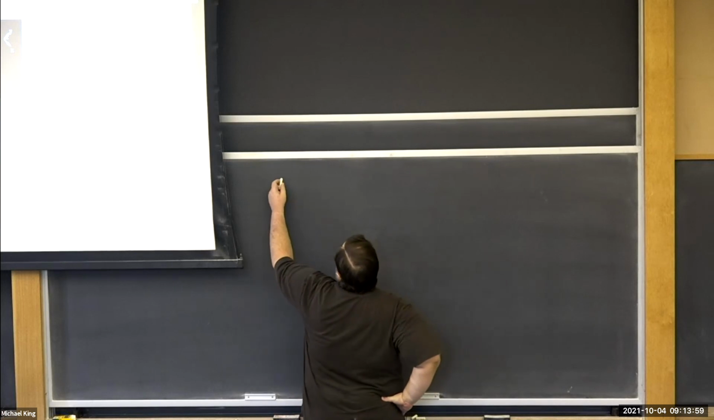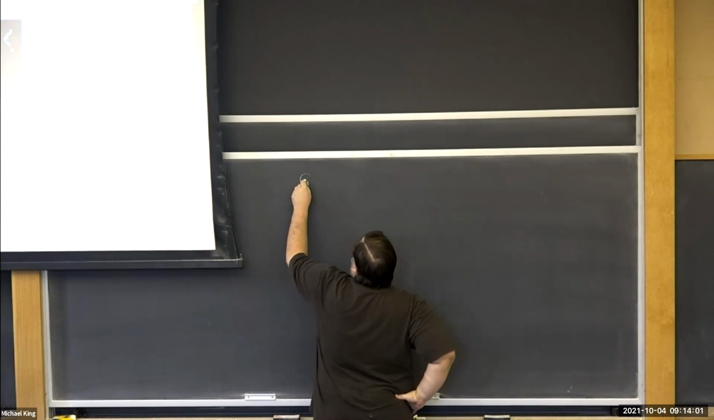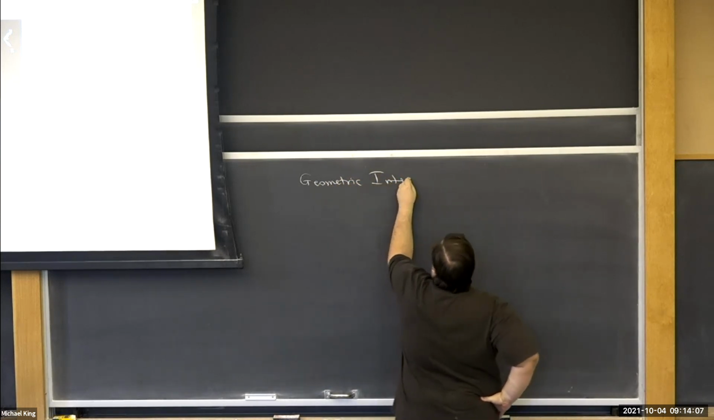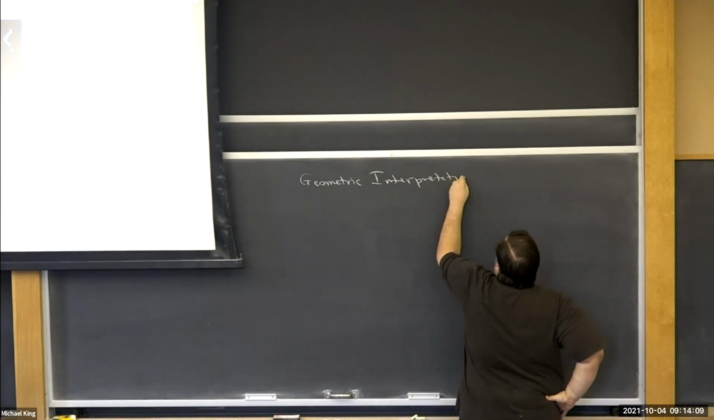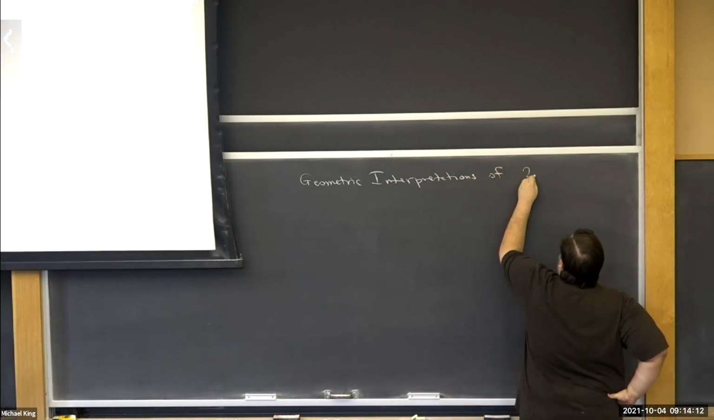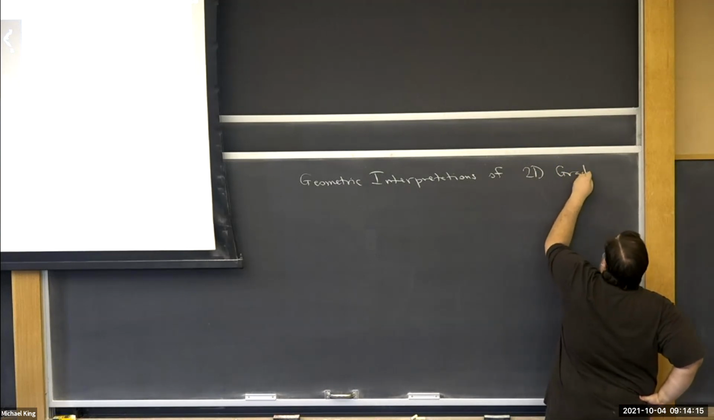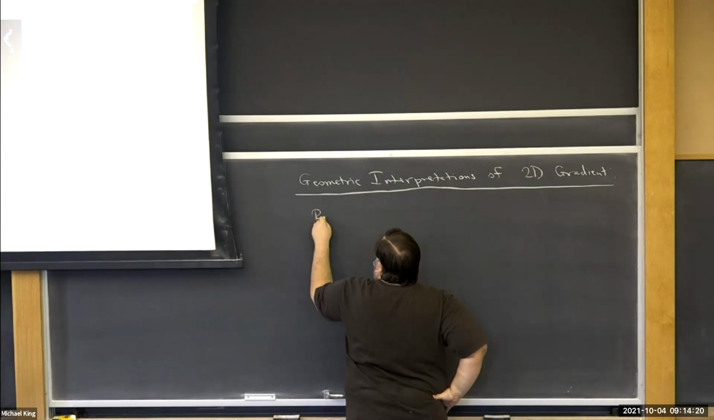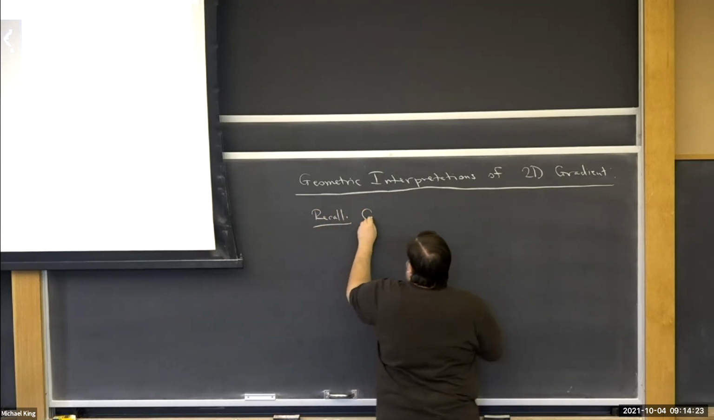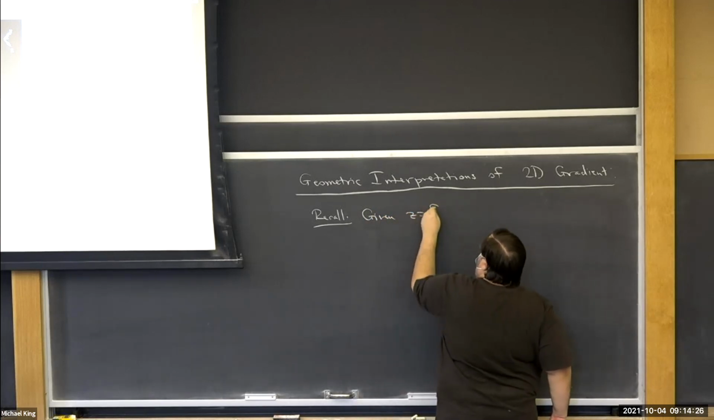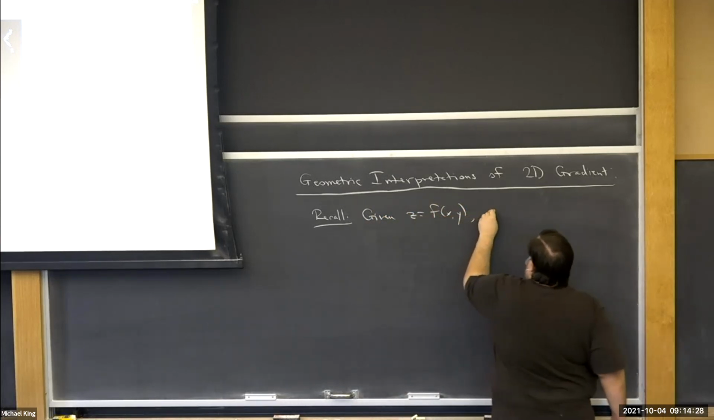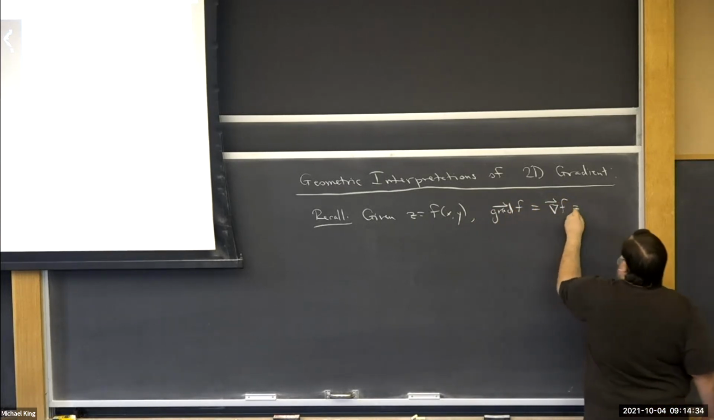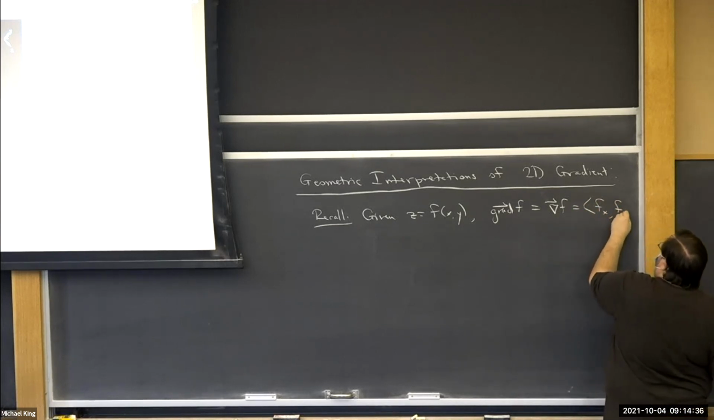Okay, so we had this geometric interpretation of the 2D gradient. Just remember, given z equals f of x comma y, grad f, written with the upside down triangle, is the vector whose coordinates are made up of the partials.